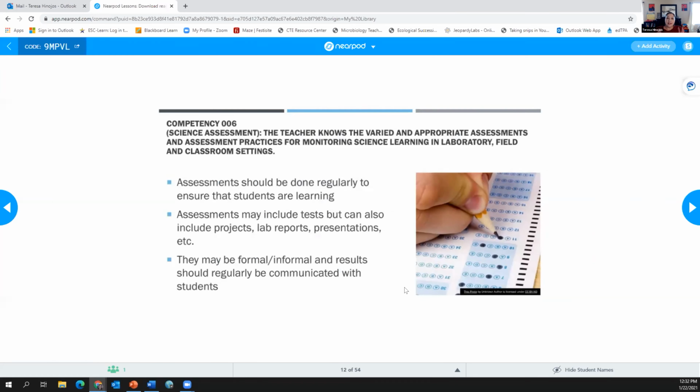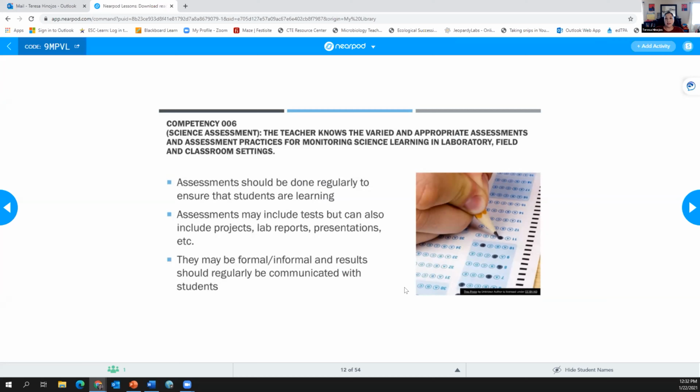And so the last one for this little unit here has to do with assessments. So again, with all of your competencies, you just have to understand how to provide appropriate assessments to monitor your students' learning. And you always want to make sure that we're monitoring regularly. So you're not just going to teach, right? And this goes for all of your content areas. We always have to monitor and assess them.